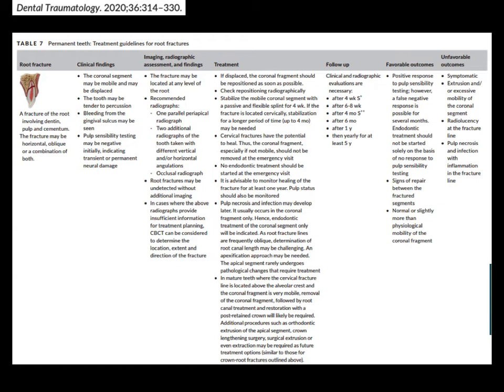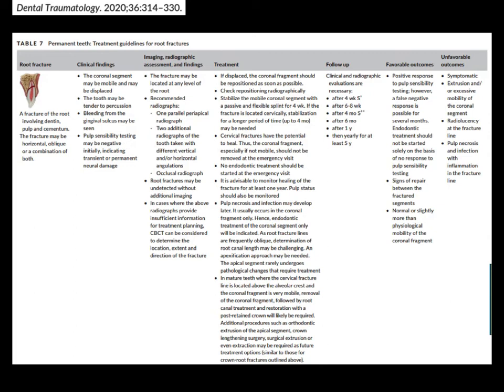Is the coronal segment mobile or not? If the coronal segment is fixed, then usually you have a really good prognosis. Is there bleeding from the gingival sulcus? Doing a bulb test, some practitioners do it, but usually, if you want to do it, do it.